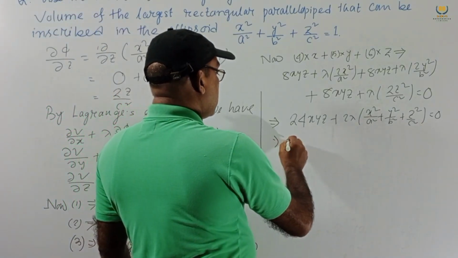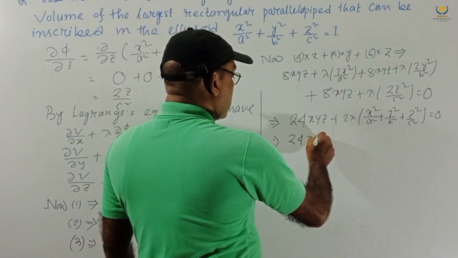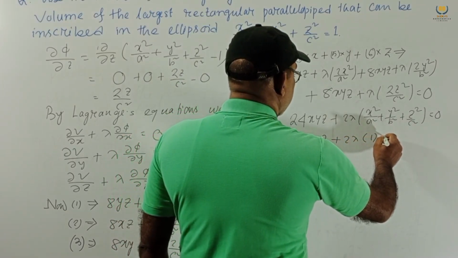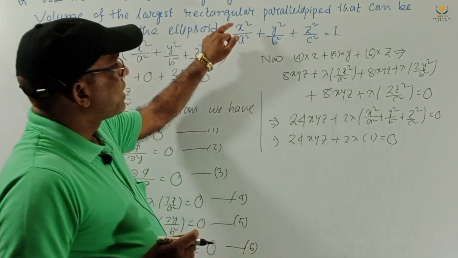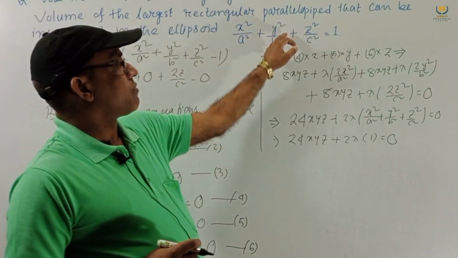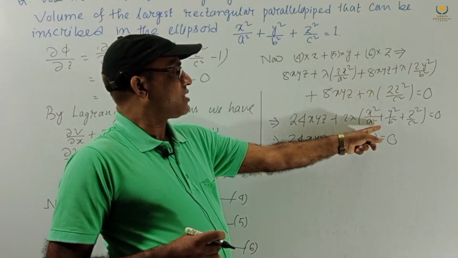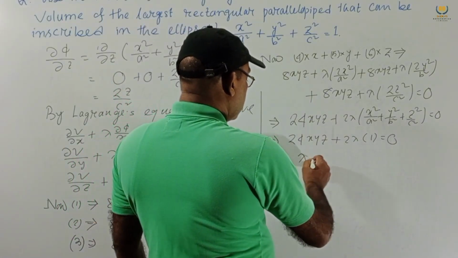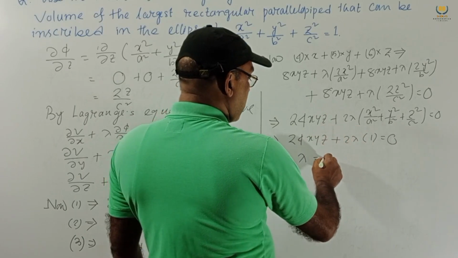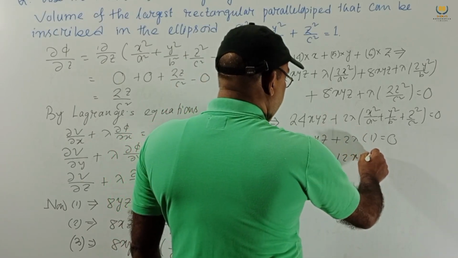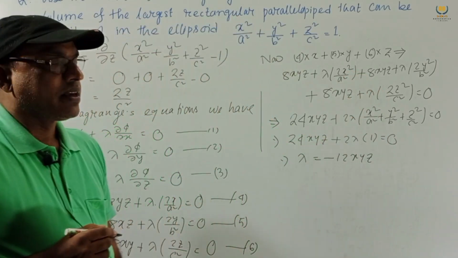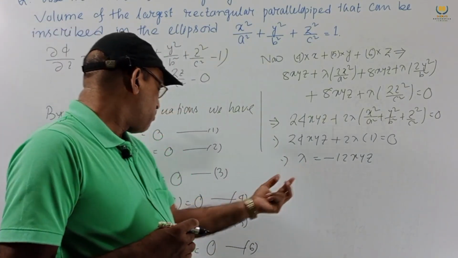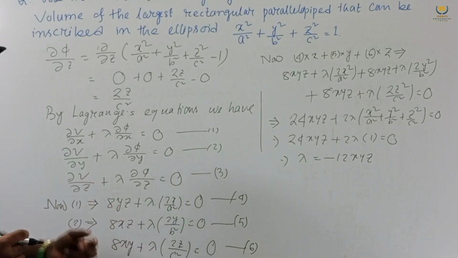equal to 0 we get. And 24xyz plus 2 lambda, this value is 1, because we know x square by a square, y square by b square, z square by c square equal to 1. Putting this value here, we get, then lambda equal to, dividing by 2, minus 12xyz. The value of lambda is minus 12xyz. This value we put in equation number 4.